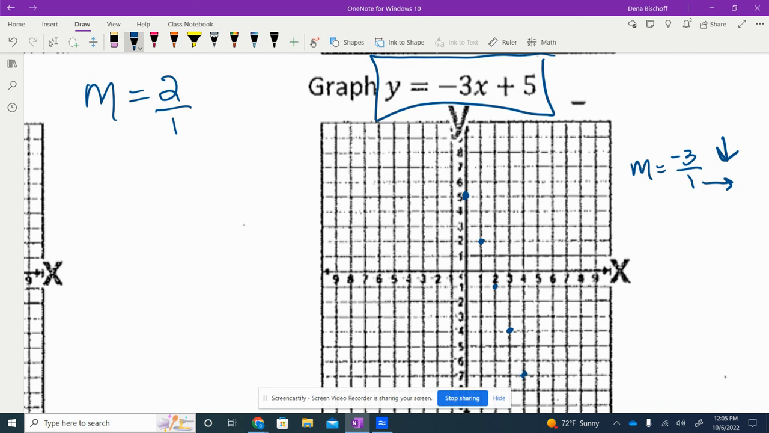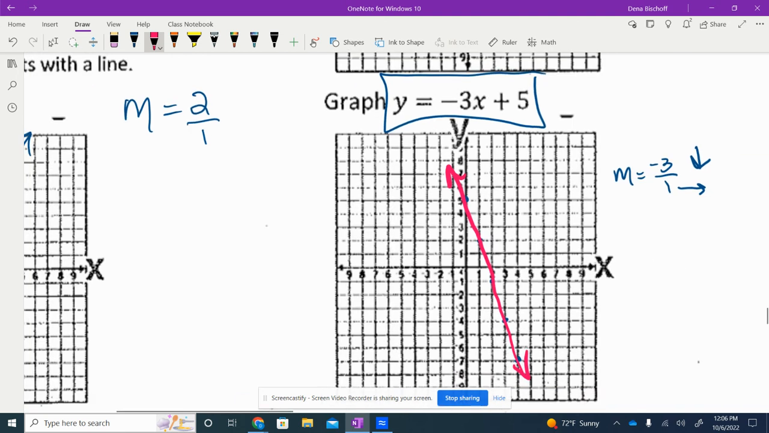Do you guys remember yesterday standing up? How many points to determine a line? Was that yesterday or the day before? 2. 2 points to determine a line. So you really only need 2. Why am I making you graph 3 or 4? Yeah, just to make sure your line is nice and straight. Make sure you're not making any crazy mistakes. Okay. Are we good with that?